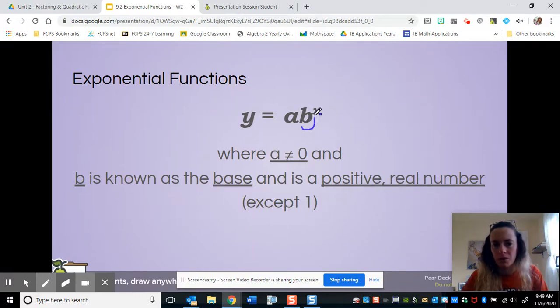That means this value can't be negative, but it can be a whole number, it can be a fraction, it can be a decimal. It just can't also be 1. That's the only other stipulation. So no negatives, and it can't be 1. It can't be 1 because if I do 1 to the x, or 1 to any variable or any value, I'm just going to get a straight line. 1 raised to anything is just 1. So that's why we're not including 1.